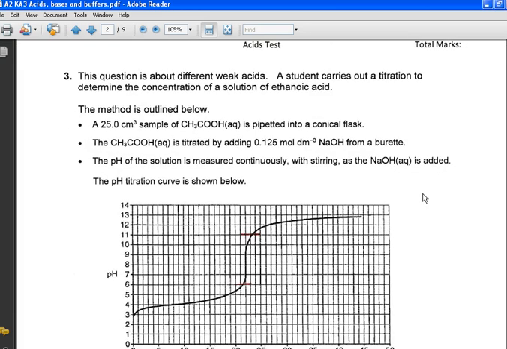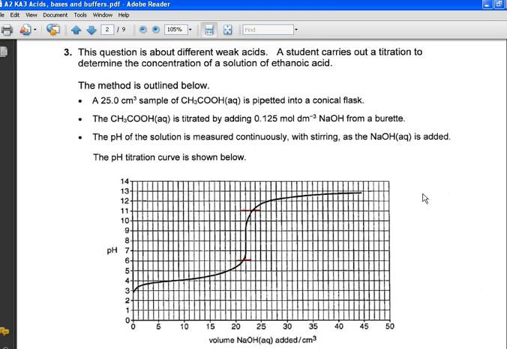Okay, question 3. Few people made mistakes here, not understanding what this titration curve is showing you. This vertical point on the graph is telling you the volume of sodium hydroxide that was required for neutralization to occur. So it's 22 cubic centimeters, you can see here, and any indicator that you use for this titration would have to fall within the pH of this vertical portion of the graph.